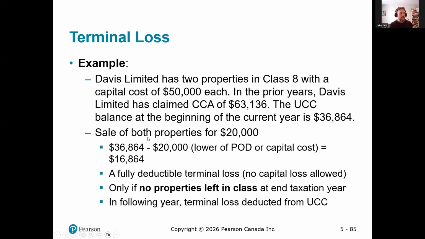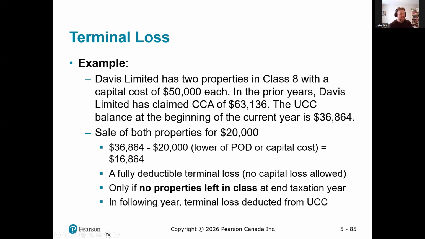We're going to sell both properties for $20,000. We had 36,864 of UCC left. We disposed of $20,000, the lesser of 20,050. So we still have 16,864 left in Class 8, left in our bin. But we just got rid of all of our properties. So this 16,000 can't be amortized because there's nothing to amortize. So we need to get rid of it.